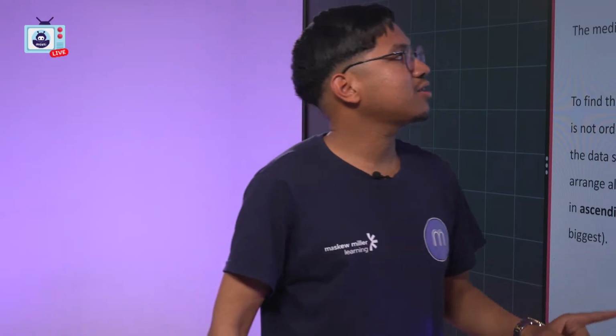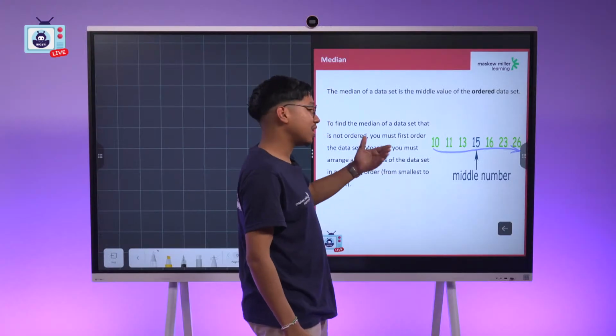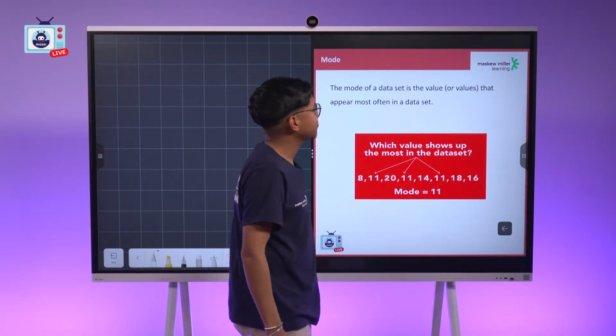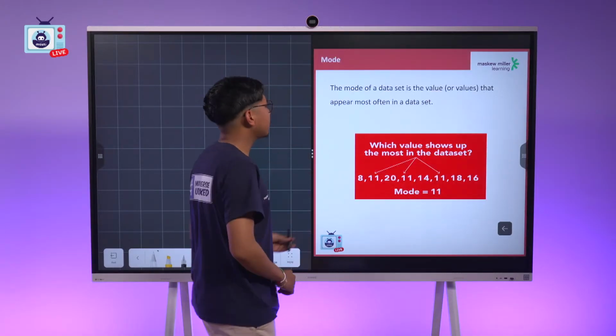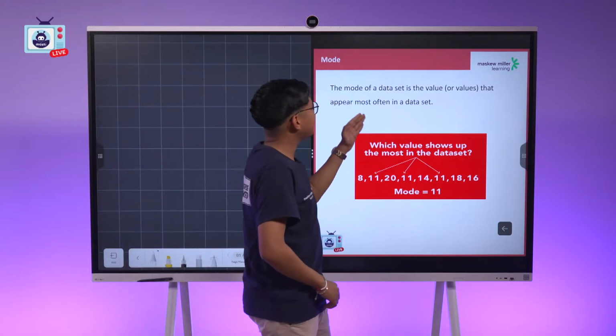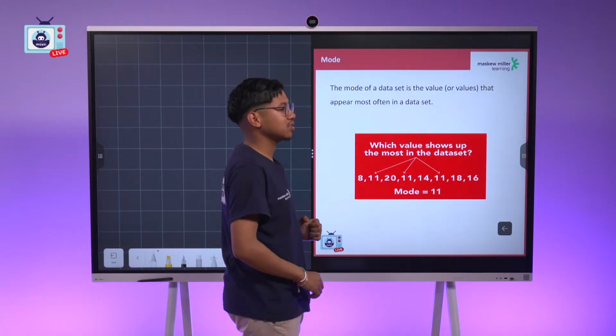So we've learned mean, which is average, and we've learned median. What is next? Mode. What is the mode? The mode of a data set is the value or the values that appear most often in a data set. So it appears more than any other number.